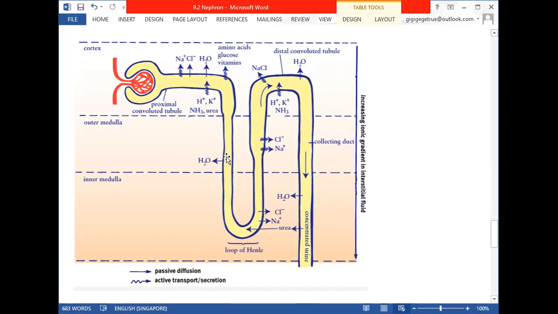And then finally here, the descending loop of Henle, only water is reabsorbed back. And then here, the ascending loop, NaCl salts are reabsorbed back. H plus, K plus, and NH3 is secreted. Ammonium is NH4 plus, ammonium ion. So it is actively secreted into the distal convoluted tubule. Water is also reabsorbed back. Then finally, at the collecting duct, you can reabsorb back water. Okay, very simple.